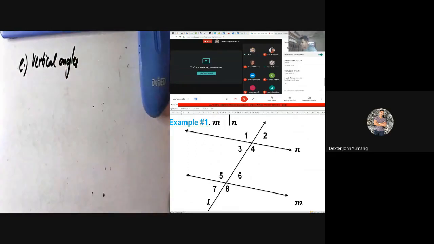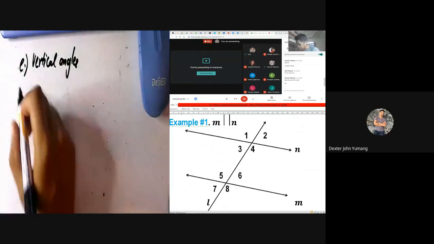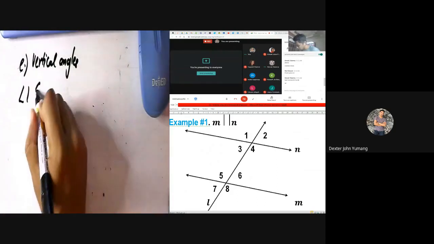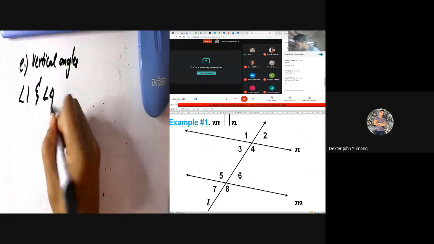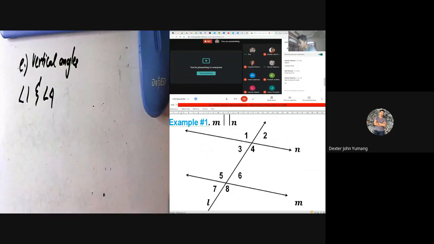Okay. These vertical angles are angles that are opposite to each other. For example, angle 1 and angle 4. Observe angle 1 and angle 4. They are opposite to each other. Nagtalikdanay, in other words. Kumbaga, nasa likod yung isa. Nasa likod ng isang angle.